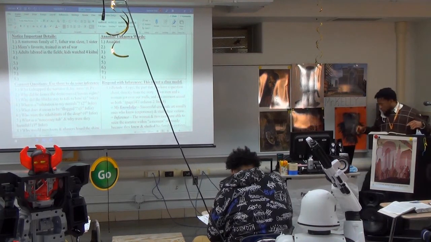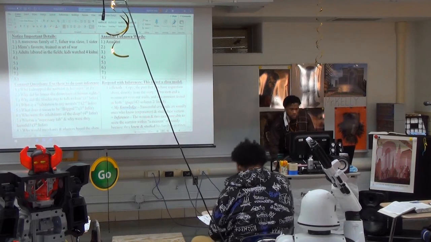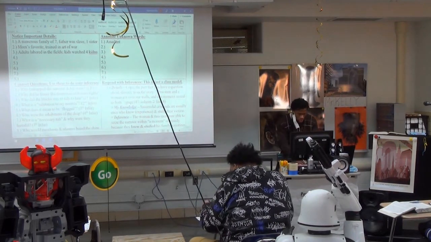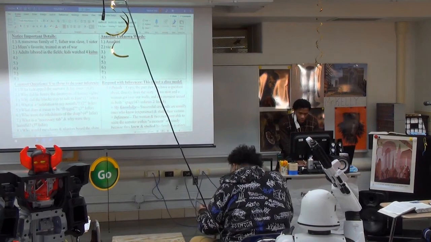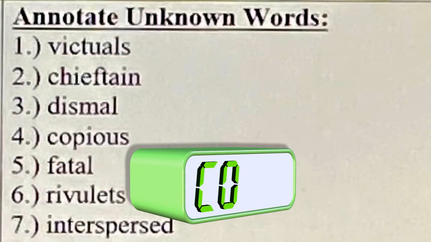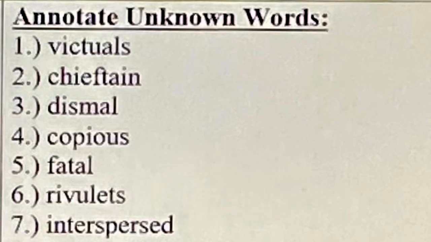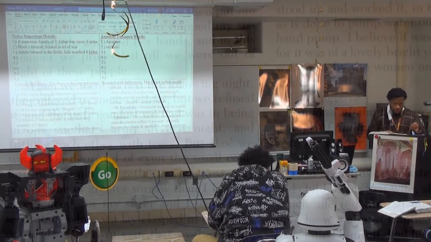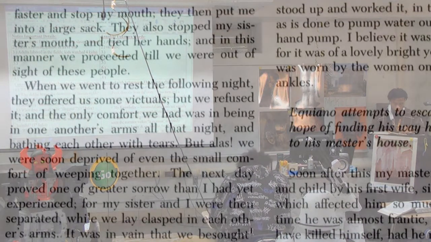Okay, so we're going to write down a word though, because we came across another word. We're going to write down victuals. We're going to put down victuals in the top right-hand box under annotate unknown words. Victuals is in that second line of the second paragraph. So this is going in the top right-hand box. All right, so let's continue.